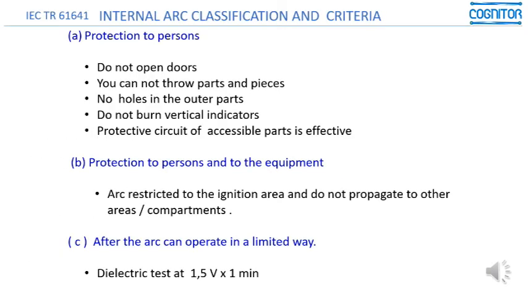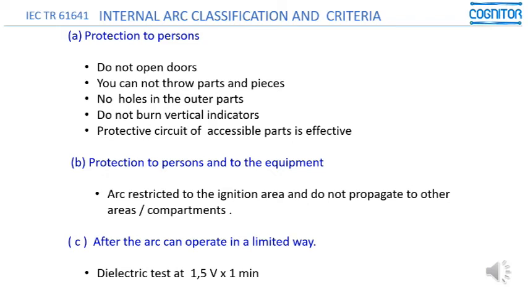About internal arc classification and criteria for a low voltage switchgear, we have some small difference to the medium voltage IEC standards. Here in TR 61641, there are 3 levels of classification. The first one is when the equipment is able to have the protection to persons.